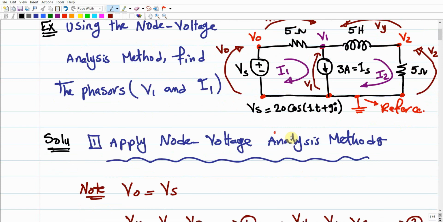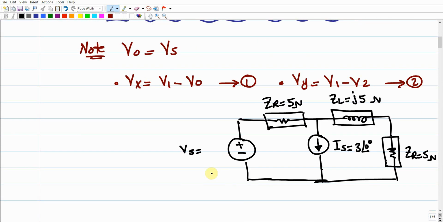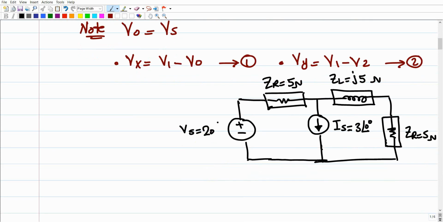And for the Vs, the phasor form of this one, your objective is just to get rid of the cosine and omega t and just use the 20 and the 90 degrees. So the phasor form is going to be 20 angle 90. It's going to be 20 angle 90 degrees, as already given here.